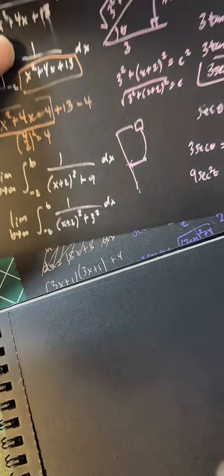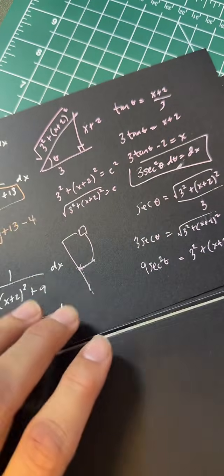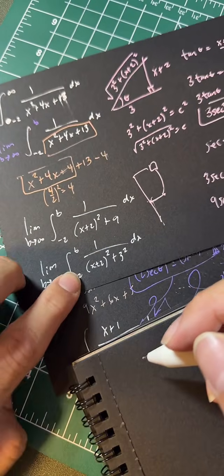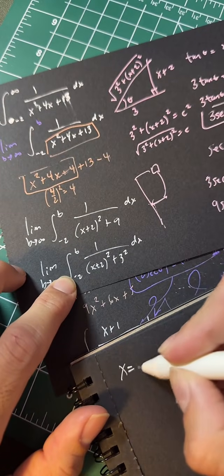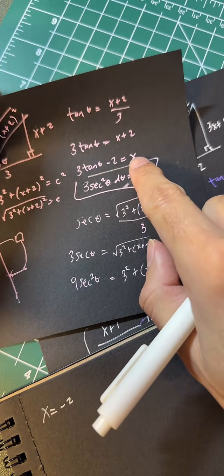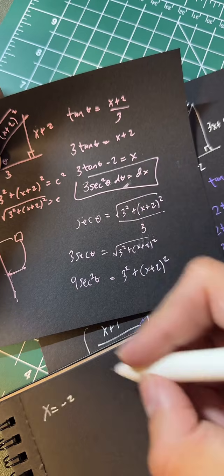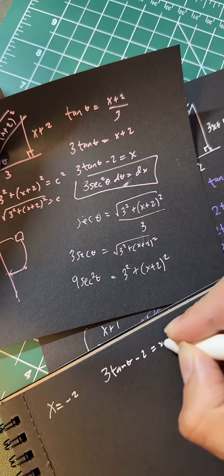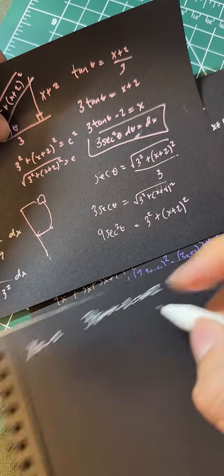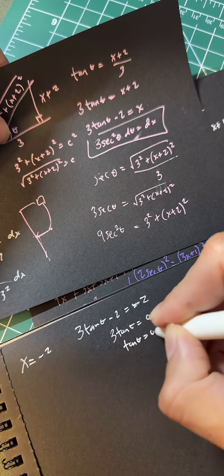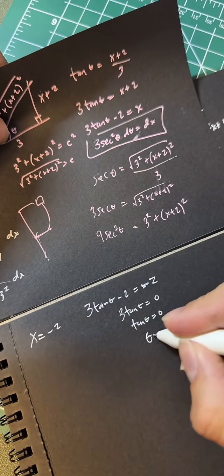Okay? All right, guys. I think we have everything. Oh, we need to change our bounds. That's kind of the whole thing. So what do we have? Remember, our bounds were negative 2. When x is equal to negative 2, we go over here and put negative 2 there. So we have 3 tan theta minus 2 is equal to negative 2. Cancel these out, and we get 3 tan theta is equal to 0. Tan theta is equal to 0. What value of theta makes it 0? Well, theta is equal to 0.